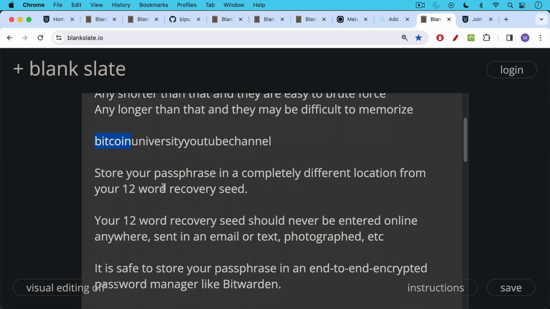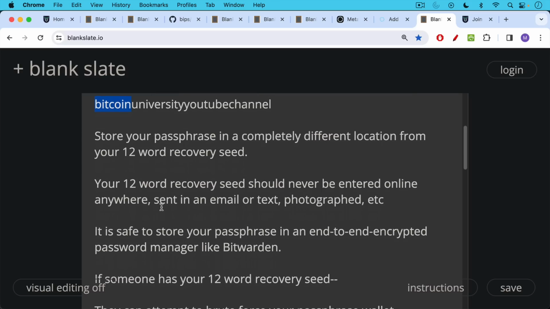Your 12-word recovery seed should never be entered online, as we've talked about in yesterday's video. It should never be uploaded digitally to the cloud or sent in an email or text or photographed, etc. But I'd say it is safe to store your passphrase, not your 12-word recovery seed, but your passphrase, in something like an end-to-end encrypted password manager like Bitwarden. Even if you have some sort of leak with your browser or with Bitwarden, unless someone has your 12-word recovery seed, they won't be able to use this passphrase in any way.